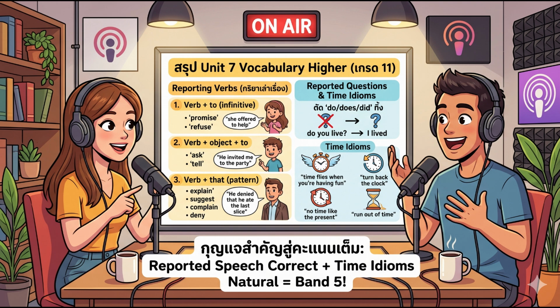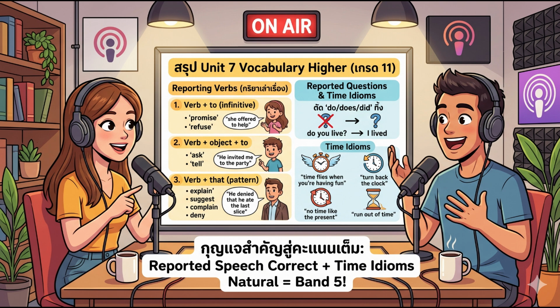And then, well, there are reported questions. Oh, man, this is where everyone loses points, right? They really do. And what's fascinating here is why people lose points. When you report a question, the auxiliary verbs, so those little helper words like do, does, or did, they completely disappear. Wait, completely? Yes, completely.